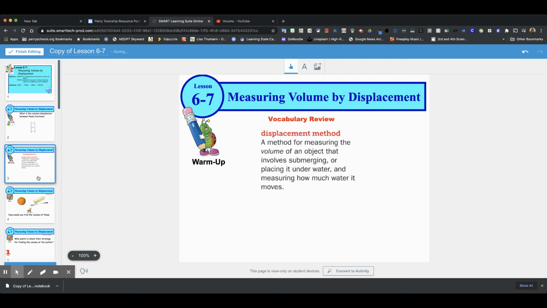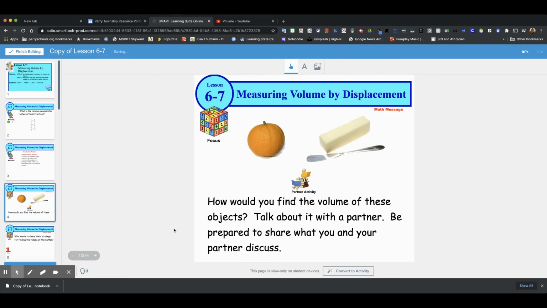A review is the words displacement method. This is a method for measuring the volume of an object that involves submerging or placing something underwater and measuring how much the water moves. So we're going to be talking about finding volume using the displacement method.